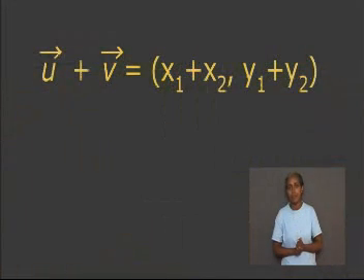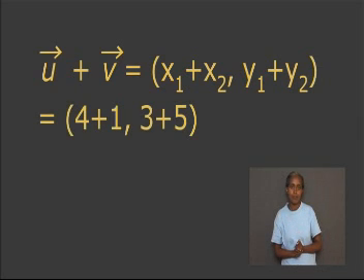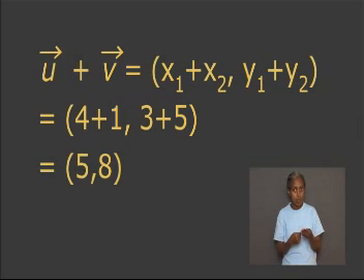Did you manage to add the vectors? I am confident you had no trouble. Remember, we must add the x components and the y components respectively. 4 plus 1 equals 5, and 3 plus 5 equals 8. Therefore, the sum of vector u and vector v has the components (5, 8).